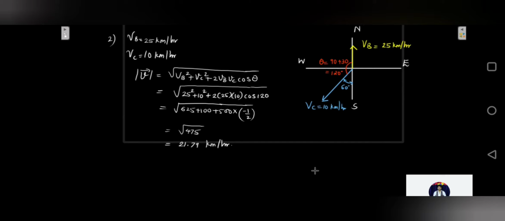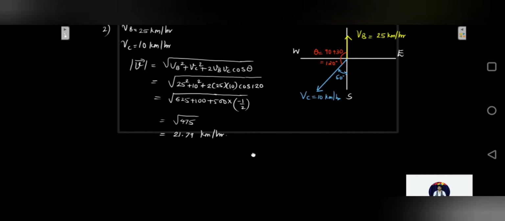Write down the third problem. A body is simultaneously given two velocities of 30 meters per second due east and 40 meters per second due north. Find the resultant velocity.